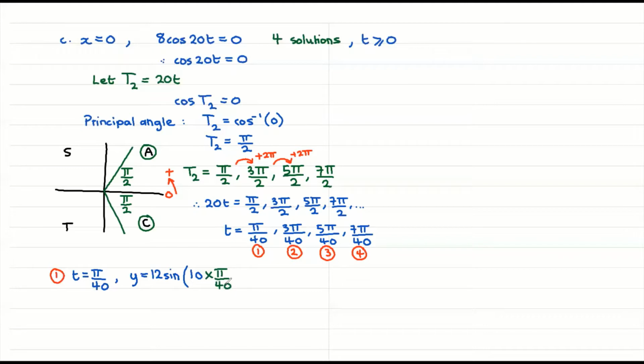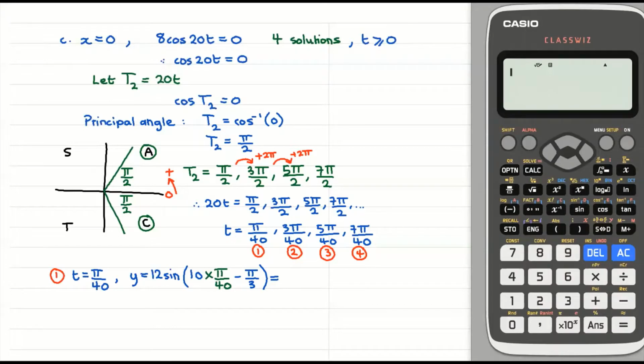Okay, and then we have to subtract pi over 3. And we find out what that's equal to. So we're going to plug those into the calculator.